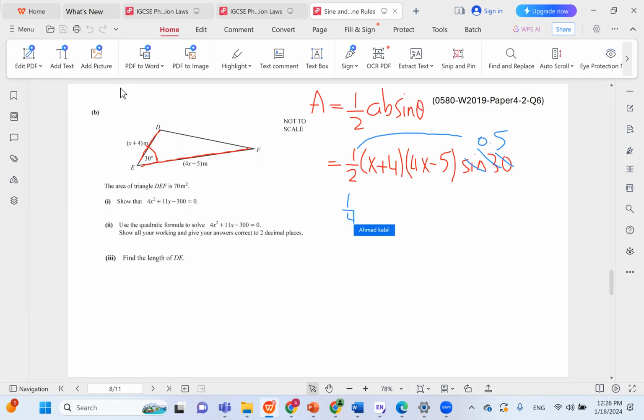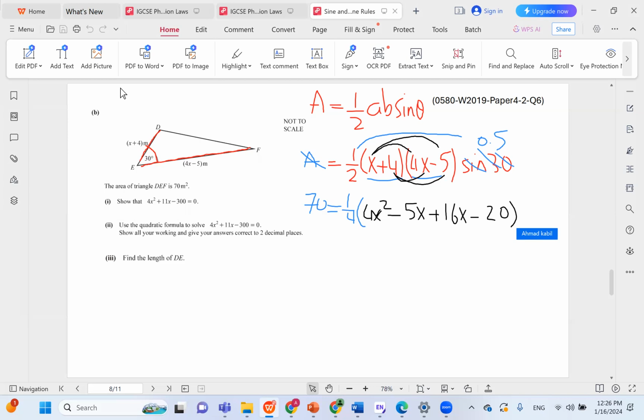And bear in mind that this is all equal to the area, and we can actually replace the area with the number they gave us, which is 70. So 70 equals 1 over 4 multiplied by these two brackets. So we can just create a single bracket, and we can do expansion. So first times first, that gives us 4x power 2. First times second, this would give us minus 5x. Second times first would be positive 16x. Second times second would be negative 20.